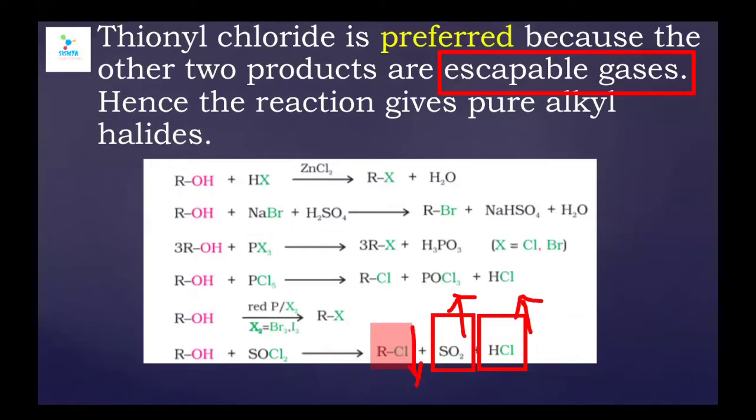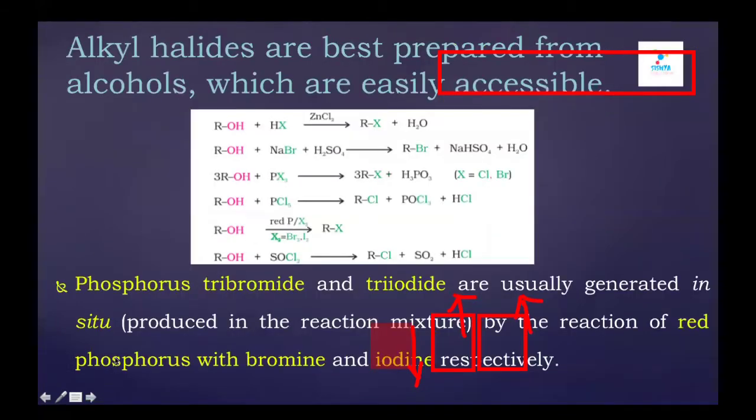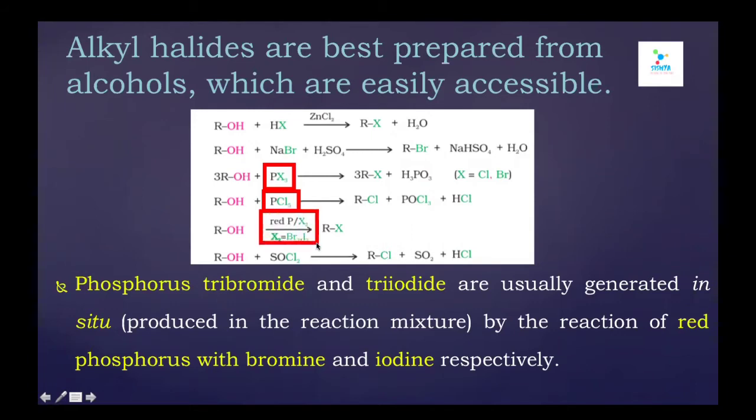Hence this is the most important reaction, and in your exam they will commonly ask only the thionyl chloride reactions. The next target is the phosphorus compounds. For phosphorus, there are 3 reactions: one with PCl3, one with PCl5, and another with red phosphorus. These are the 3 reactions involving phosphorus.